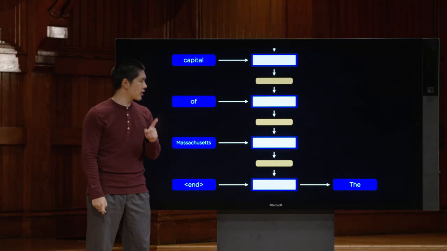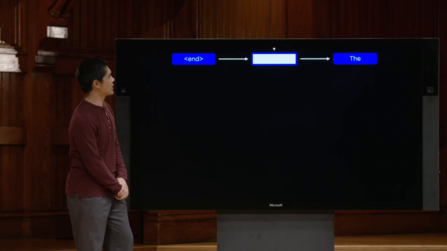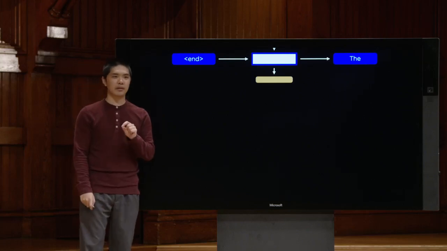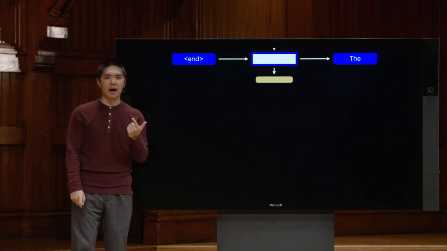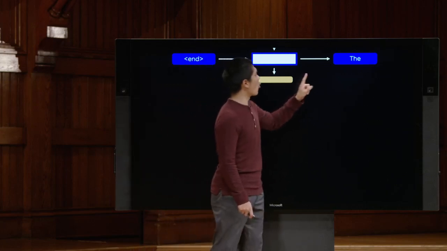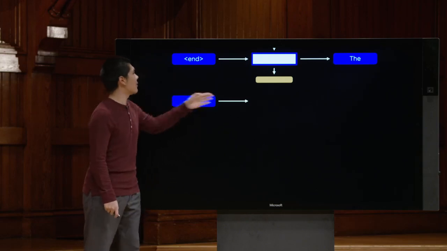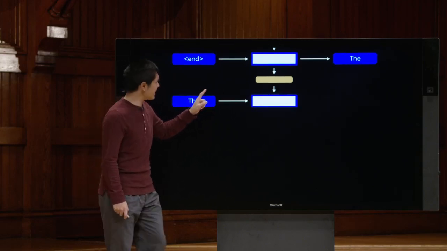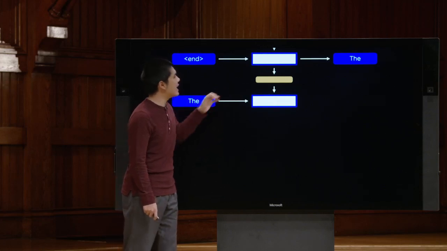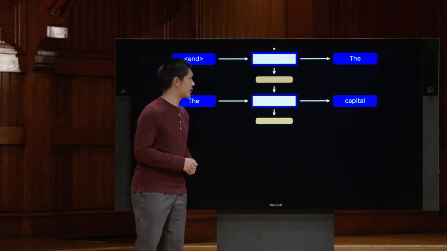But in addition to generating the word the, this decoder network is also going to generate some kind of hidden state. And so what happens the next time? Well, to generate the next word, it might be helpful to know what the first word was. So we might pass the first word, the, back into the decoder network. It's going to get as input this hidden state, and it's going to generate the next word, capital. And that's also going to generate some hidden state.